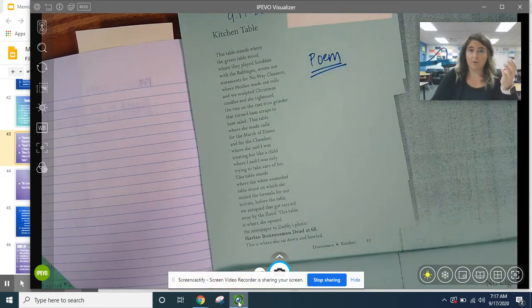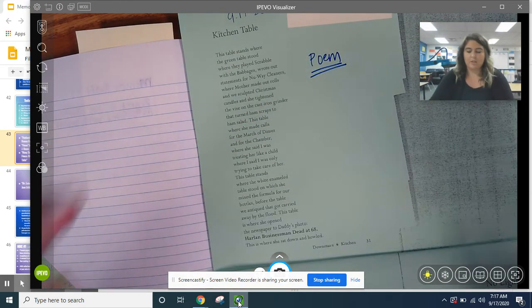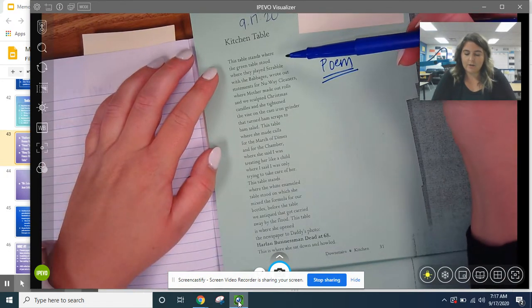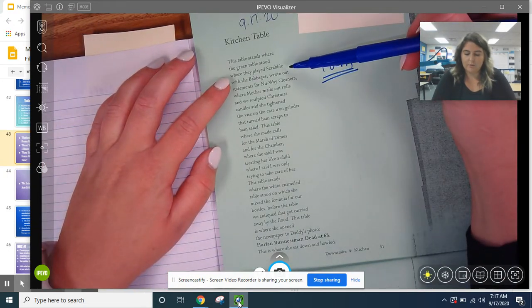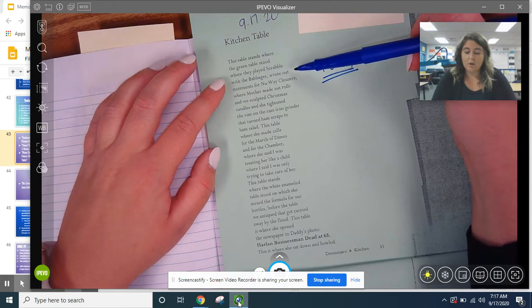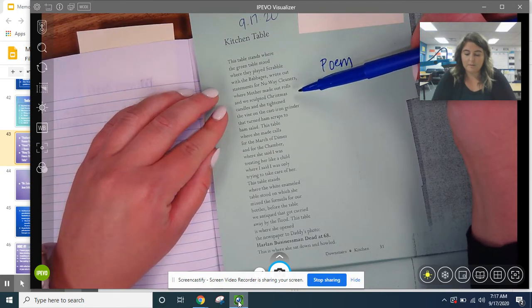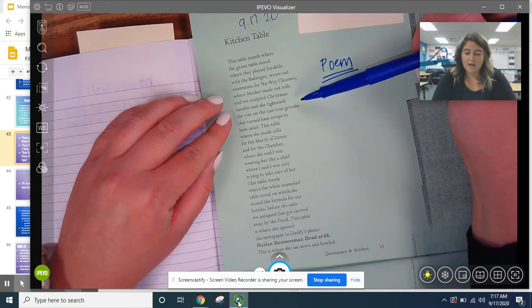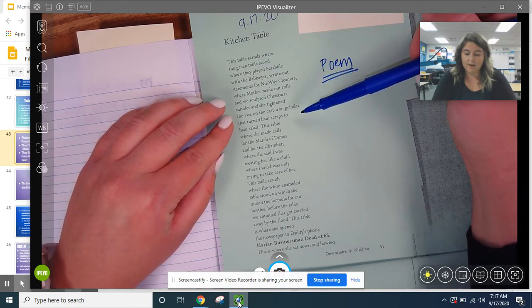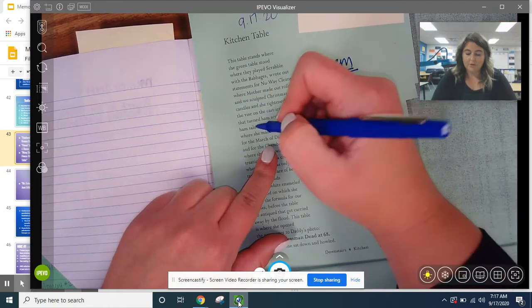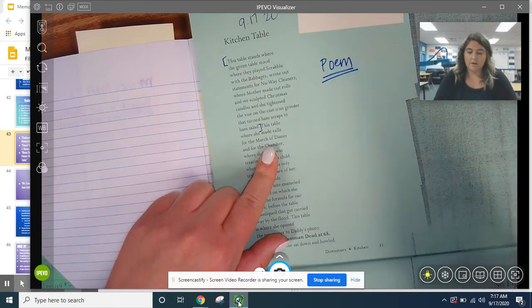So the structure, we know, is going to be different. So it says, "The table stands where the green table stood, where they played Scrabble with the Babbages, wrote out statements for New Way Cleaners, where Mother made out rolls and we sculpted Christmas candles, and she tightened the vise on the cast iron grinder that turned ham scraps into ham salad." That's her first sentence, right?